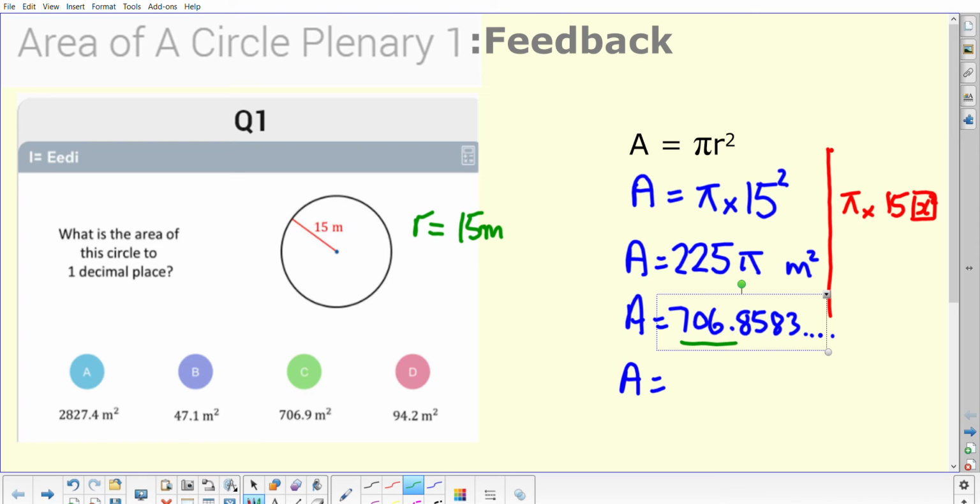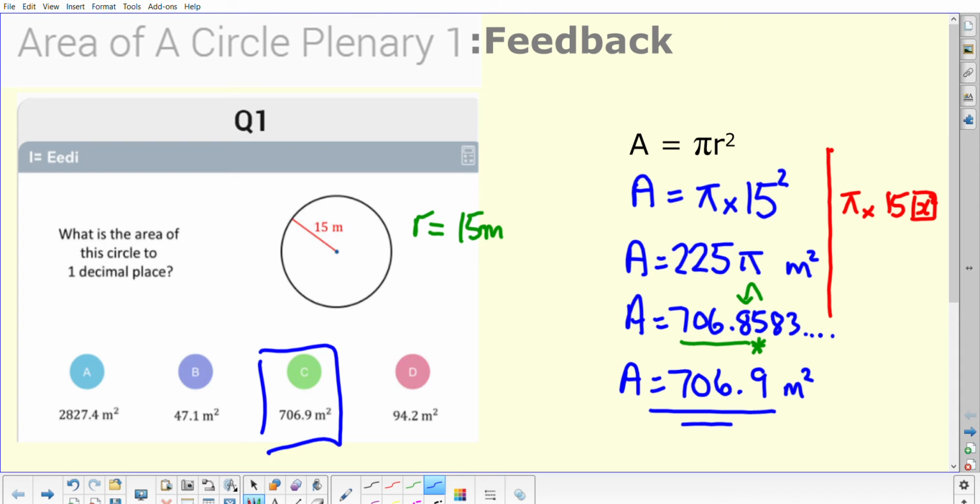So 1 decimal place means you're going to where the 8 is, but you're then using the digit after that to help you decide what happens with that number. And of course, because it's a 5 on that second digit, it means that the 8 goes up. So your answer becomes 706.9, and we use the square metres for your units. If you're looking across here, you will see that that was answer C, the one that you should have chosen there.